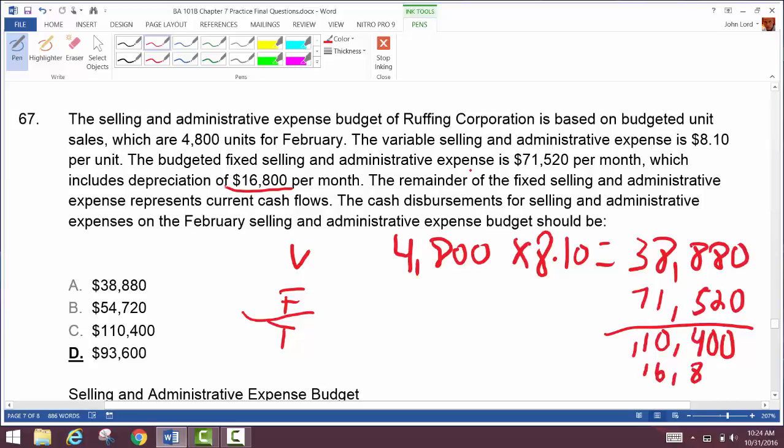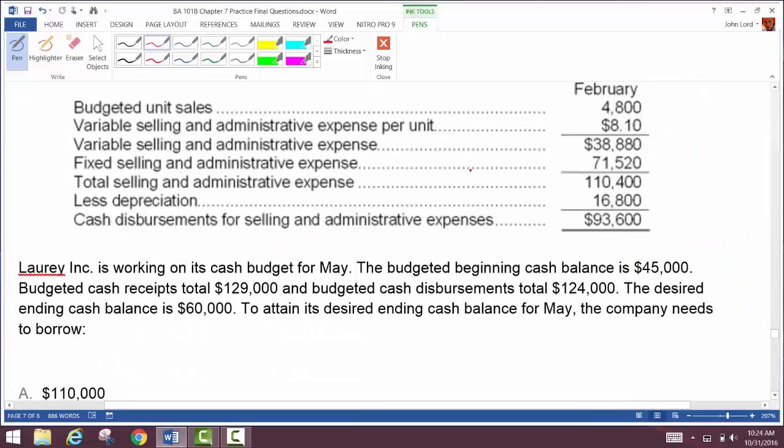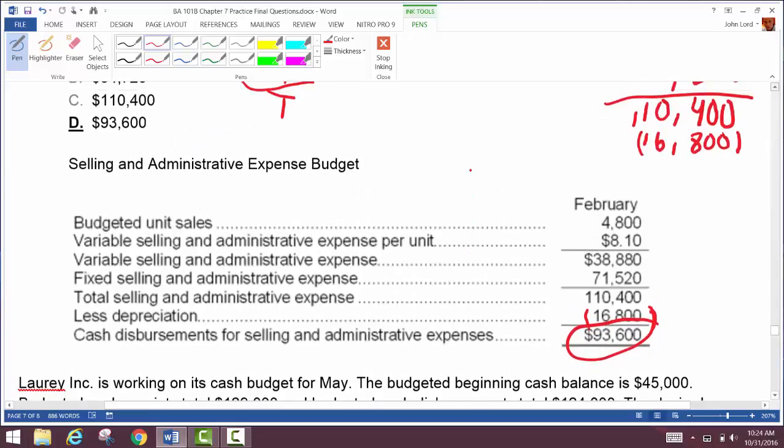Okay, good. So we're going to subtract out that depreciation, because depreciation we've known now for a long, long time. Remember when you first studied depreciation, you were like, well, what? And now look how easy that is for you. You know that depreciation doesn't include any cash, right? Yes. Okay, so now I'm down here. So we are subtracting out that 16,800. And that gives us a total of 93,600. 93,600 of cash is going to be spent on selling and administrative, right? Yes. Good. And that was D.